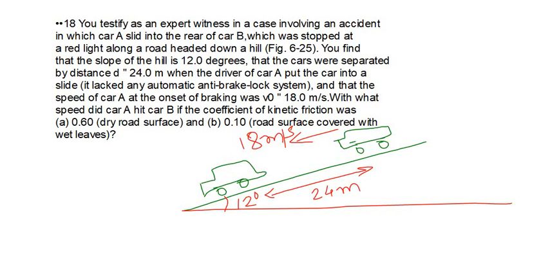Now the initial speed of car A, this is car A and this is car B. Initial speed of car A is 18 meter per second and car B is stopped at the red light. Now we need to find with what acceleration car A is moving after the brake is applied. So we need to resolve the forces acting on car A. We'll come back to this diagram again. Now let's try to resolve the forces.